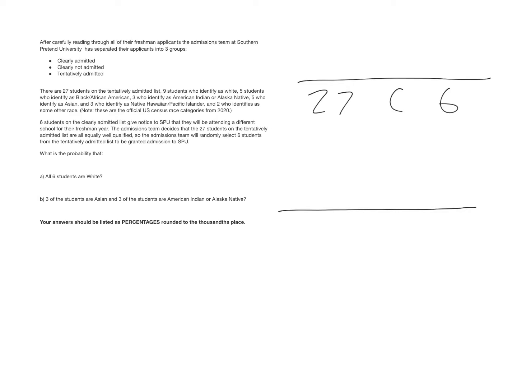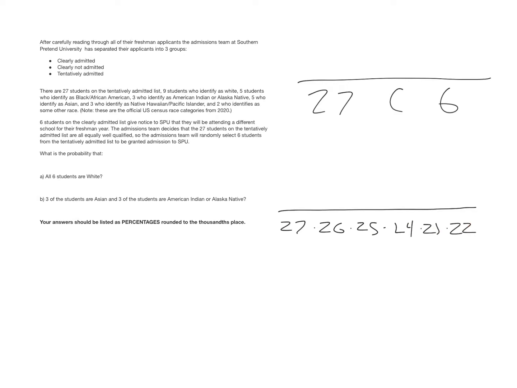We're thinking about it as, okay, I've got 6 slots. How many options for the first slot? 27. Then 26 for the second student. Then 25, 24, 23, 22. So I'm choosing 1, 2, 3, 4, 5, 6 students.